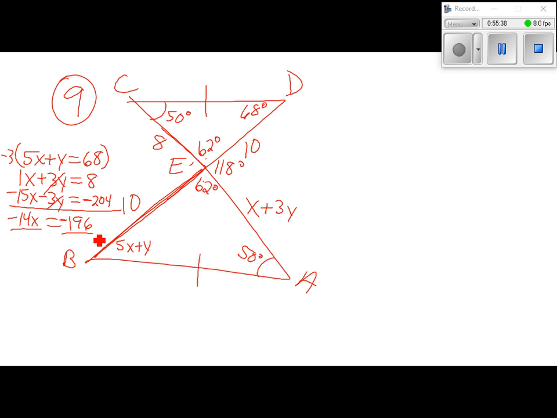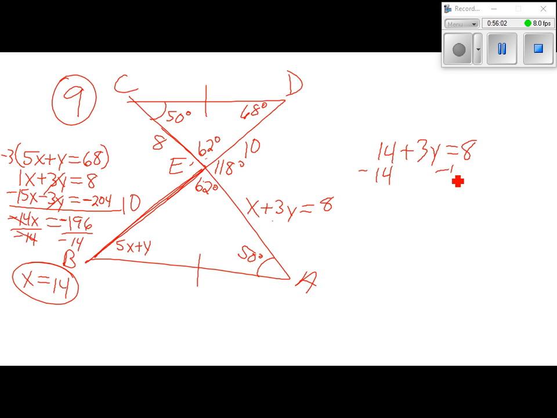Divide both sides by negative 14. What's x equal? 14. How are we gonna find y? Plug 14 in for x. So if I go to this equation, we knew that equaled 8. So 14 plus 3y has to equal 8. Subtract 14. 3y equals negative 6. Divide by 3. Y equals negative 2.